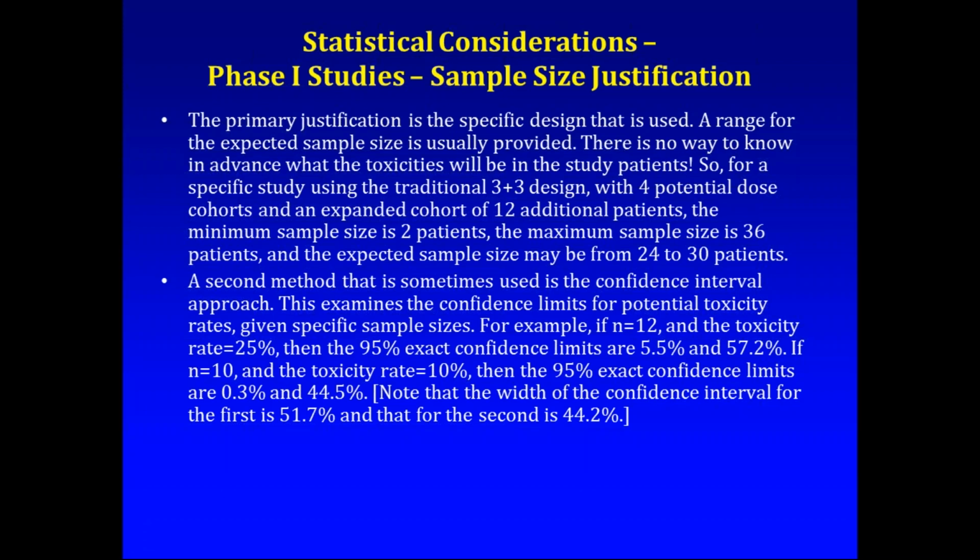So, as I said before, for the 3+3 design, we can compute how many patients we would need based on the number of cohorts, for example, and how many additional patients we want to add for safety testing. Well, that would be our sample size justification. There wouldn't be a formal power calculation when we're using that design. I've given an example here that if we had 4 potential dose cohorts and then we wanted to add on an expanded cohort of 12 patients, the maximum sample size would be 36 patients.